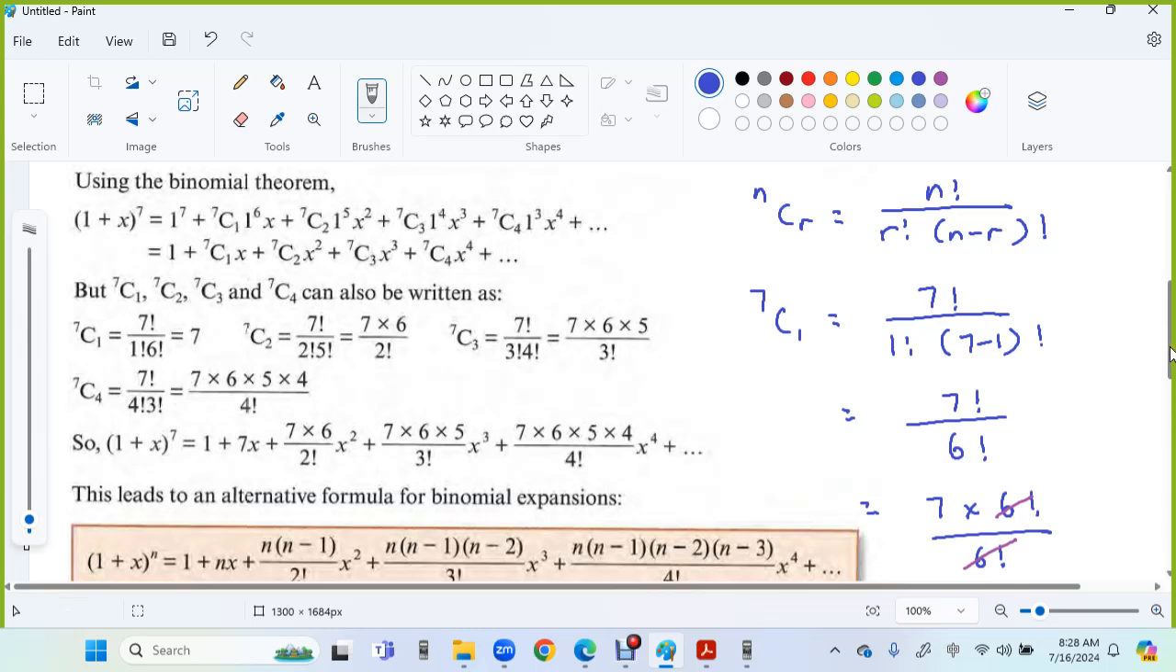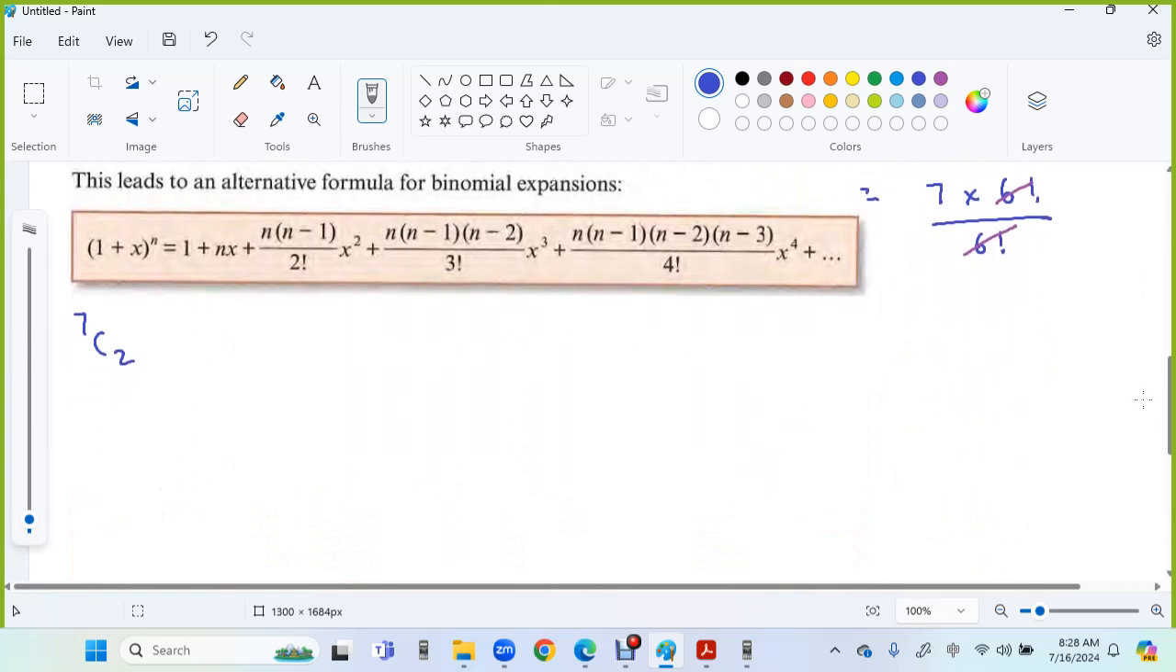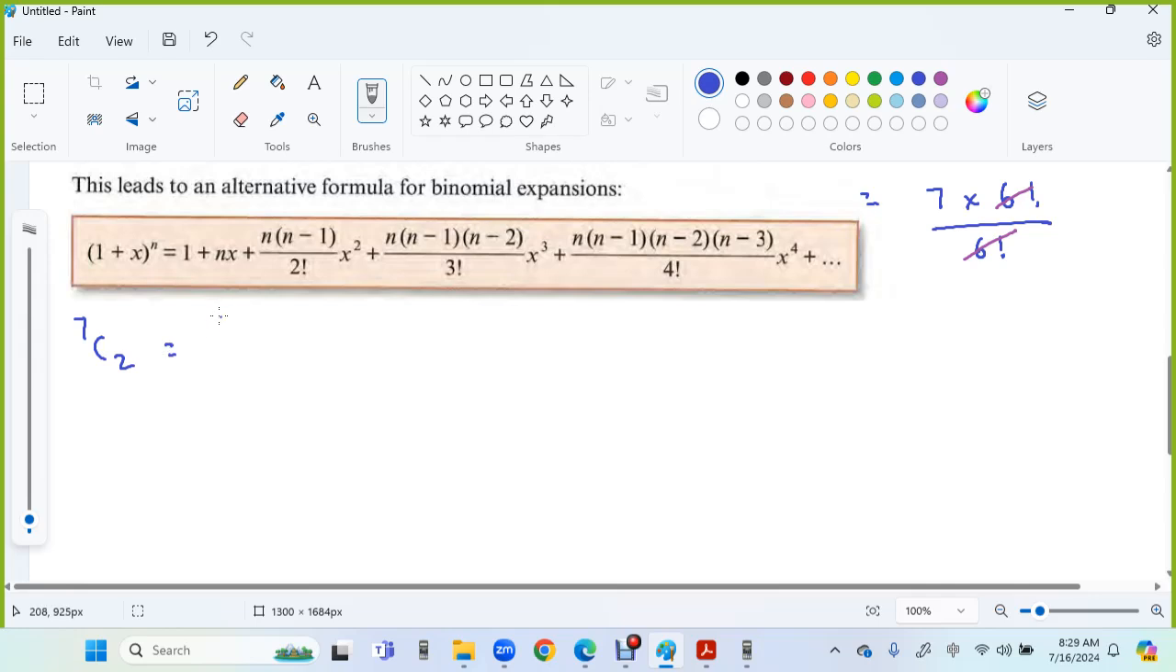And then if we want to find the 7C2, we observe the pattern. 7C2 will be 7 factorial over 2 factorial times (7 minus 2) factorial. Then it is 7 times 6 times 5 factorial over 2 factorial times 5 factorial. So the 5 factorial cancels with the 5 factorial. Then we have 7 times 6 over 2 factorial.